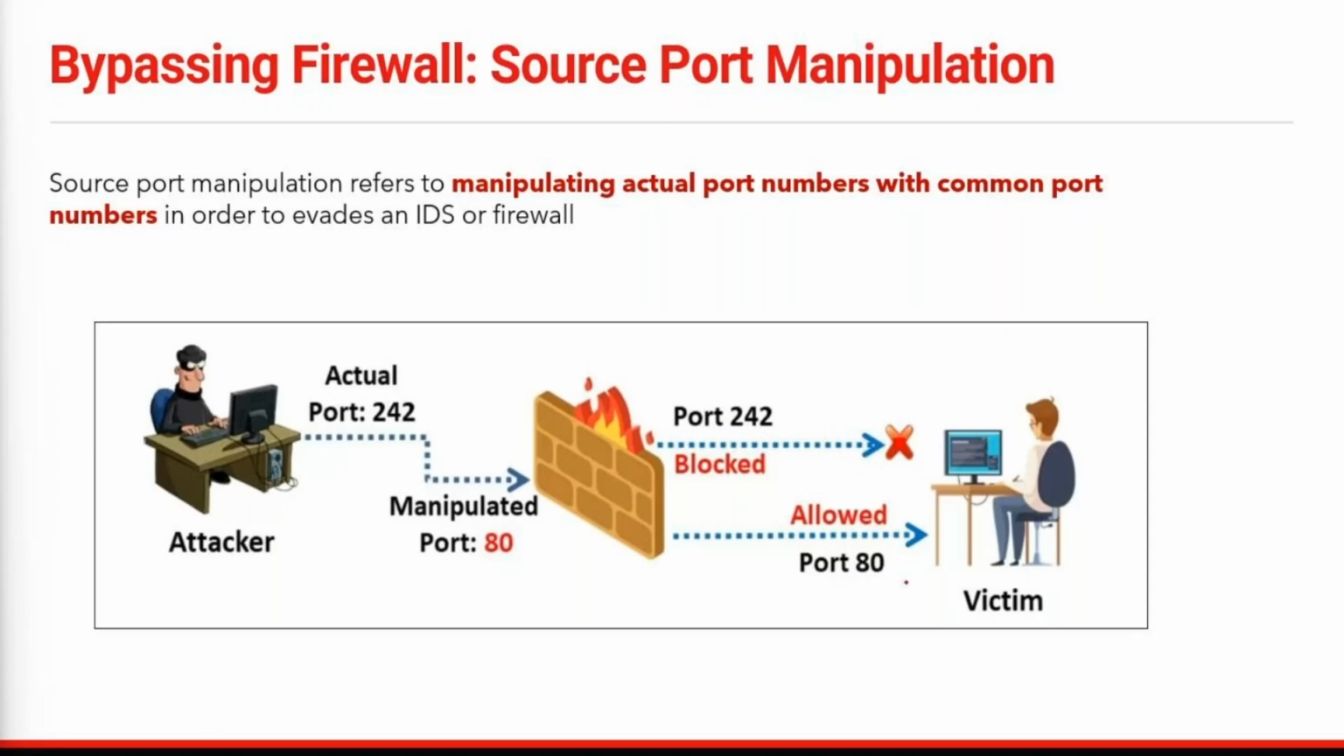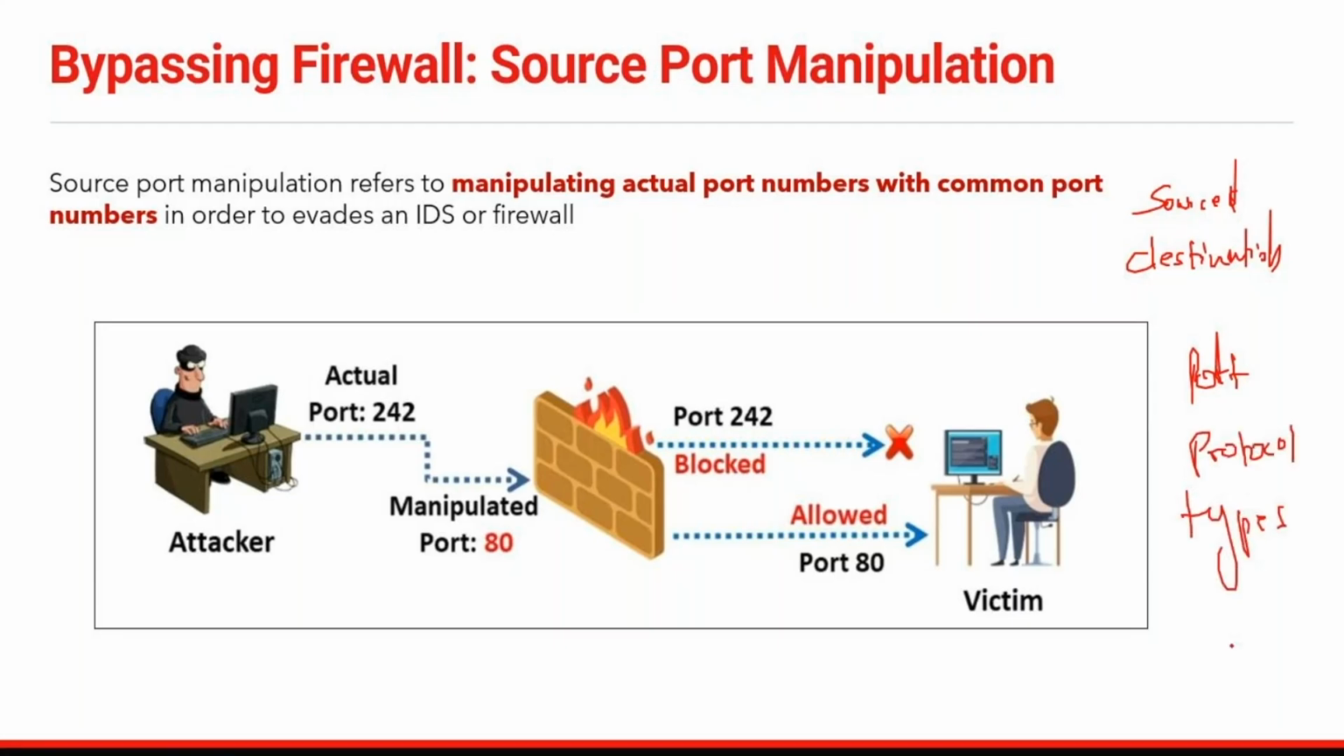Now, when we are talking about firewall, how does it do the detection? It will inspect the data packets traveling across a network and determine whether to allow or block them based on security policies, right? So it checks factors like source and destination IP address, then port number, then protocol types, which protocol is being used, and the packet contents.